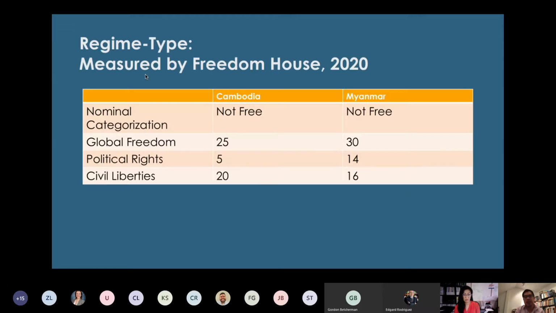To deepen the point about similarity in terms of regime type, if we measure this by Freedom House in 2020, the nominal categorization of Cambodia and Myanmar is the same. That is, they're both considered by Freedom House as not free. If we look at the actual scores in terms of global freedom, where a higher score is better, more towards democracy, Myanmar is ahead of Cambodia, 30 to 25. In terms of political rights, also ahead of Cambodia. But in terms of civil rights, Cambodia is scoring a little bit better than Myanmar. So although Cambodia is overall more autocratic, in fact, in terms of assessing them, Freedom House puts them as quite similar.